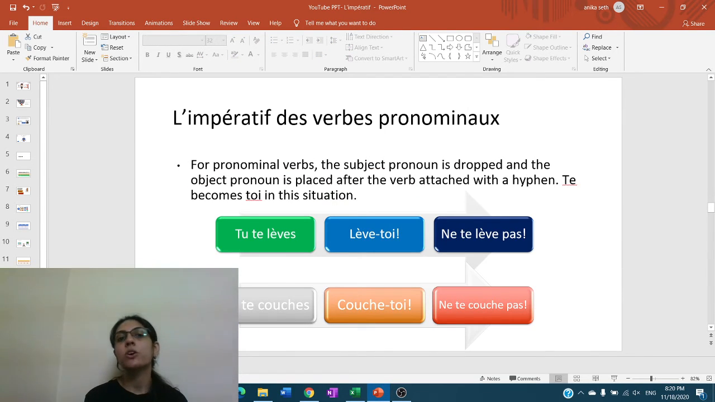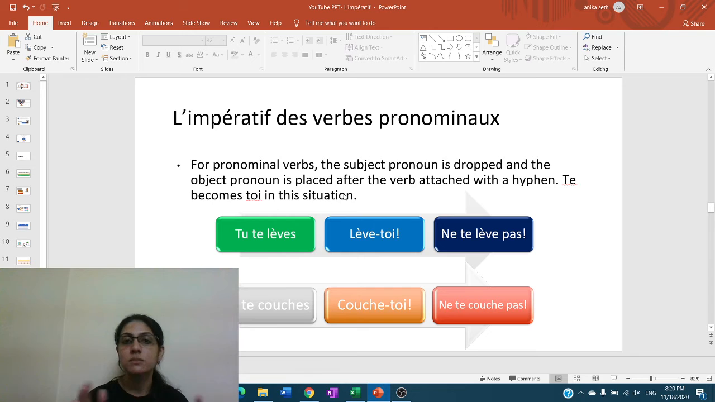After this, we come to the pronominal verbs, the imperative of the pronominal verbs. So what happens in case of the pronominal verbs, how the verbs are formed in the imperative, that is what we are doing over here. For pronominal verbs, the subject pronoun is dropped and the object pronoun is placed after the verb, attached with a hyphen. Te becomes toi in this situation.